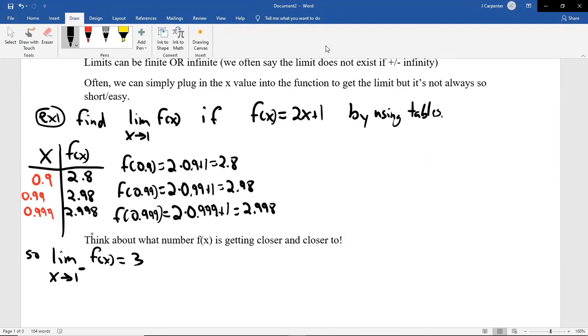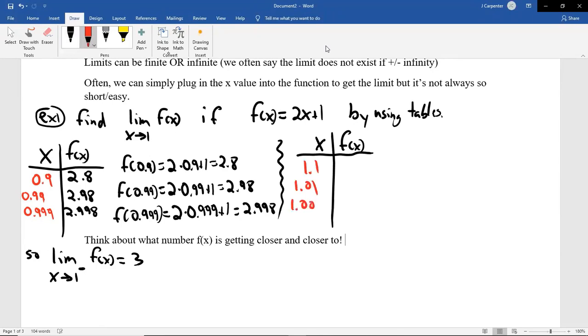Let's do the right side now. So let's go with a table of values. Now we need to approach 1 from the right, so like 1.5, 1.1, 1.01, something like that. And let's just start with the 1.1. Then we'll go 1.01, then 1.001. And you could keep doing this and keep doing this if you like. I'll show the evaluations one more time.